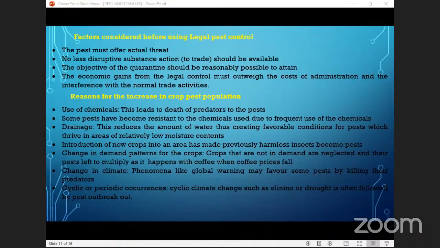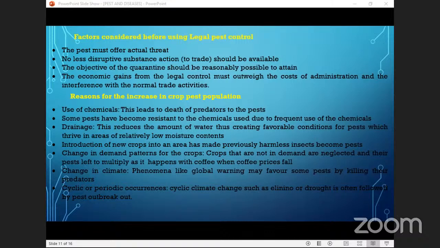Change in climate. A phenomenon like global warming may favor some pests by killing their predators. Too much temperatures have killed predators, which would control these pests. And vice versa, when temperatures are too cold, some pests are also favored, and their multiplication is easy.